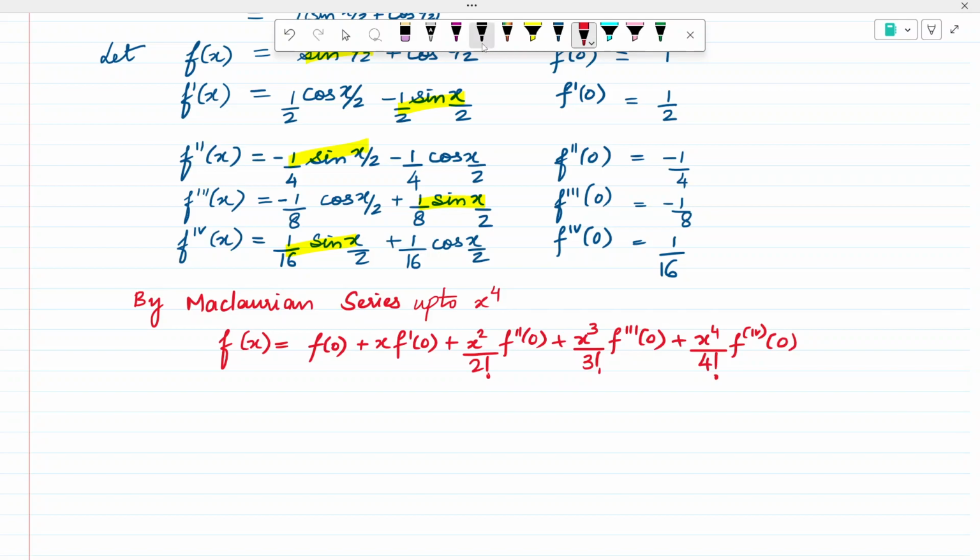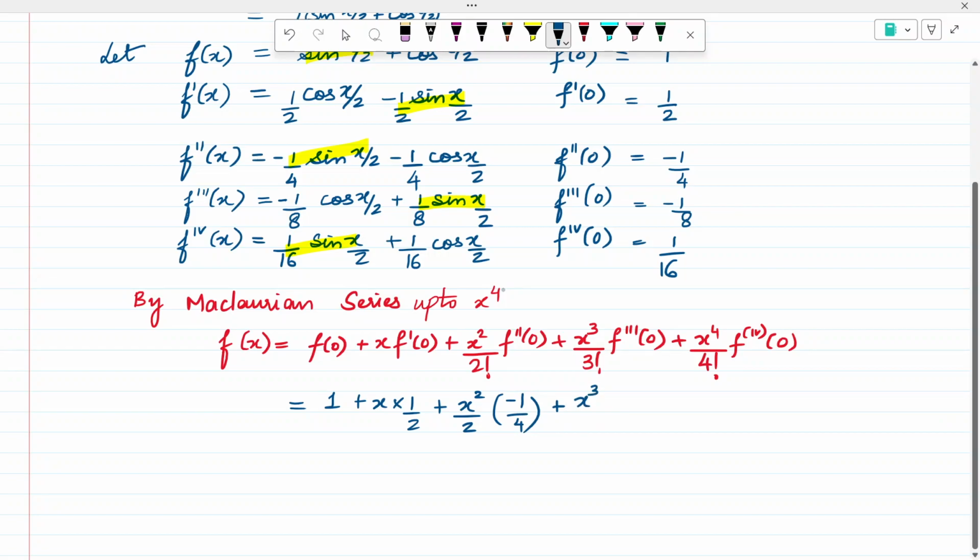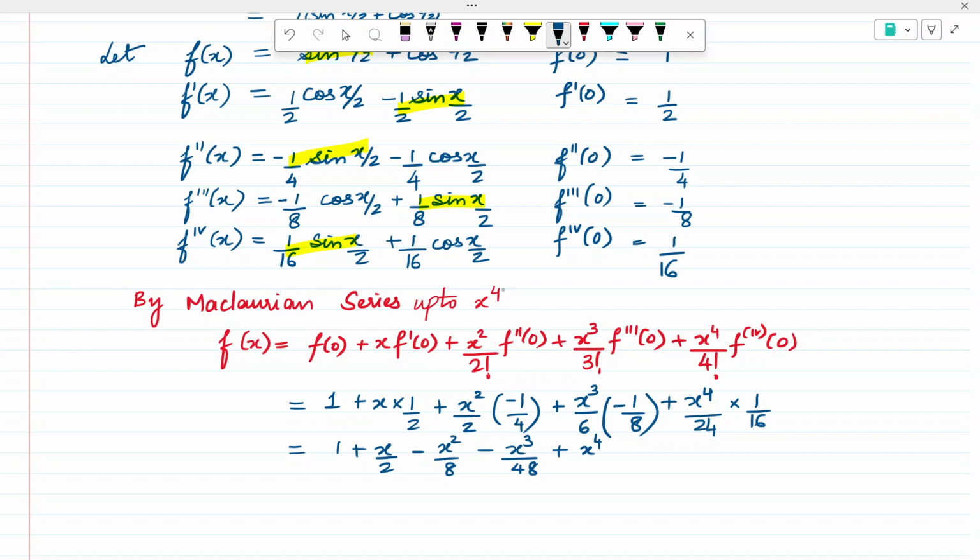Okay, now let's substitute the values here. So f of 0 की जगह पे 1, x as it is, f dash की जगह पे 1 by 2, x square by 2 हो जाएगा ये, and multiplied by negative 1 by 4, x cube by 6 हो जाएगा ये, and multiplied by negative 1 by 8, x raised to 4 by 24 हो जाएगा ये, and multiplied by 1 by 16. So let's calculate. I'll have 1 plus x by 2, negative x square by 8, negative x cube by 48, and ये थोड़ा सा कैलसी यूज करना पड़ेगा.